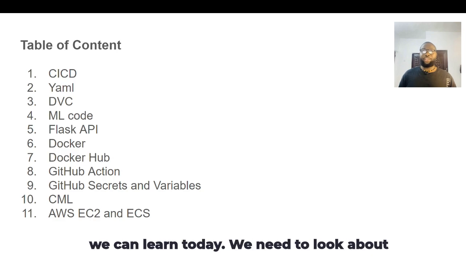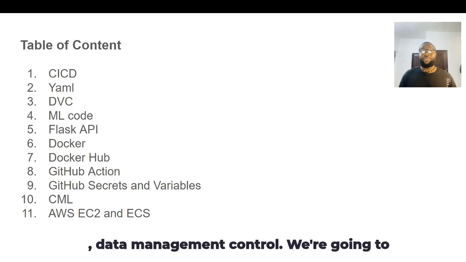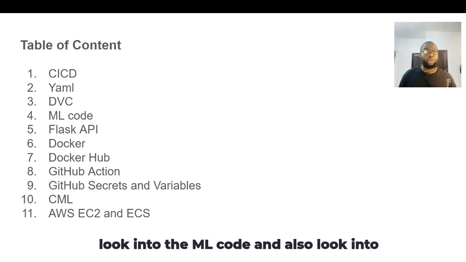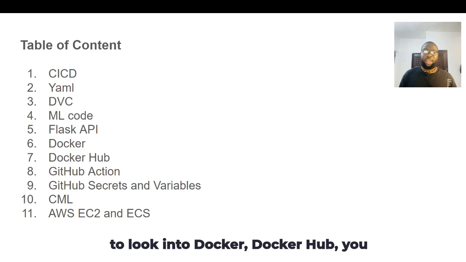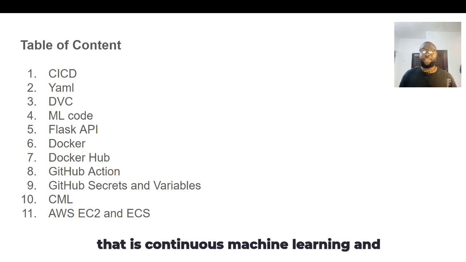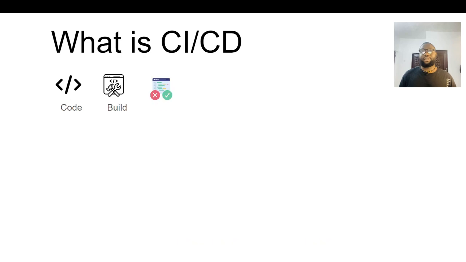So these are the things we're going to learn today. We're going to look at what is CICD, what is YAML, DVC, data version control. We're going to look into the YAML code and also look into serving models with Flask API. We're going to look into Docker Hub, GitHub Actions, GitHub secrets and variables, CML, that is continuous machine learning, and also AWS EC2 and ECS.